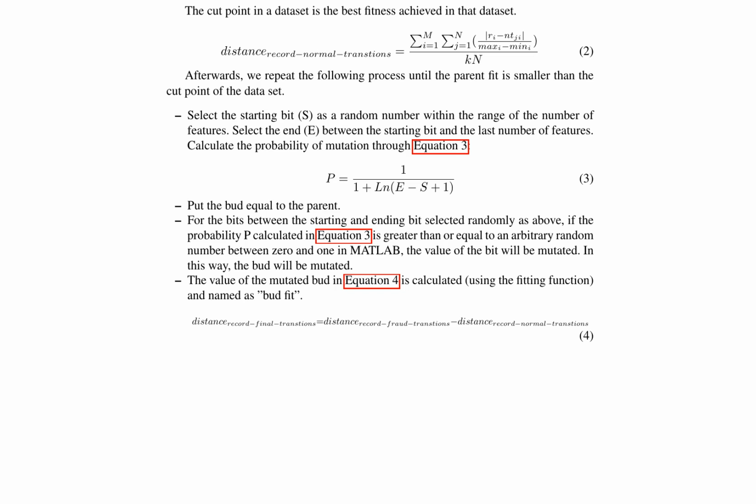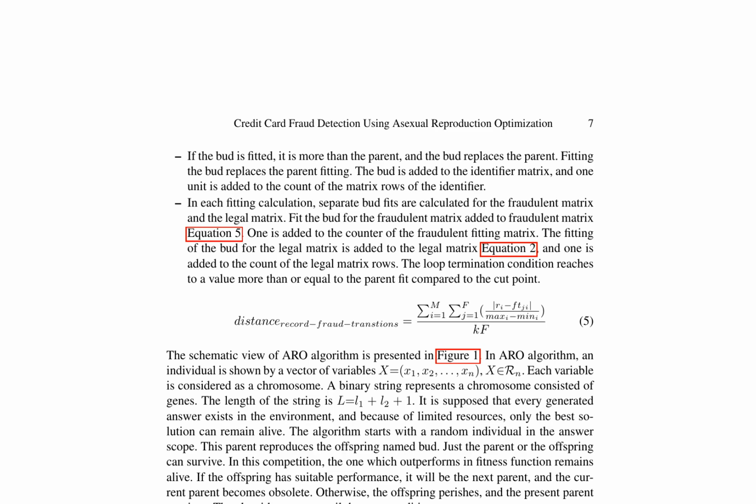The ARO algorithm is compared with ICE, which has the highest performance among the existing algorithms. The results show that ARO outperforms ICE in terms of speed, accuracy, and cost. Overall, ARO is a promising approach for credit card fraud detection, offering a faster and more accurate solution than existing algorithms. Here is the combined summary of pages 7 and 8.